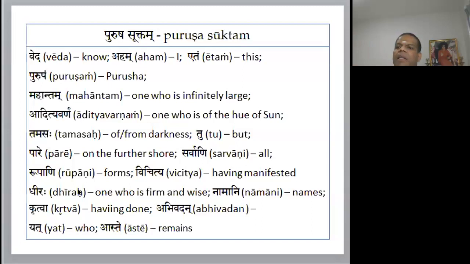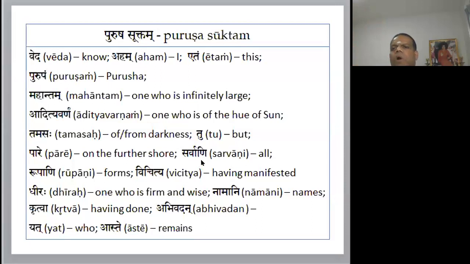Pare, tamasastu pare. Para means the other side of the shore. If there's a river flowing, the shore on the other side, the further shore, is called para. So pare means he is on the other side of darkness, illusion. This Purusha is on the other side. That's where you can see, because from darkness we can't see. We have to go to the other side of the darkness to see. The one who is beyond ignorance, beyond darkness, that's where the Purusha is. Tamasaha tu pare. He is Aditya Varnam, but he is beyond darkness.